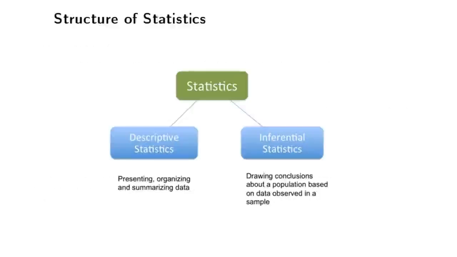So the structure of statistics. Statistics has two areas, namely descriptive statistics, which basically involves presenting, organizing, and summarizing data. And the second area is inferential statistics, where it's more on drawing conclusions about the population based on data observed in a sample.